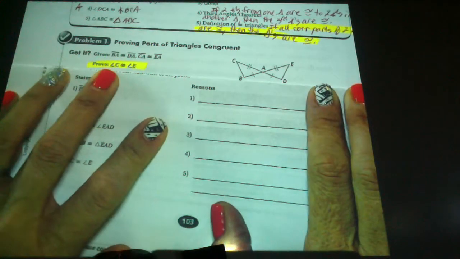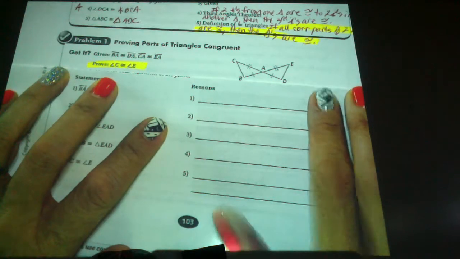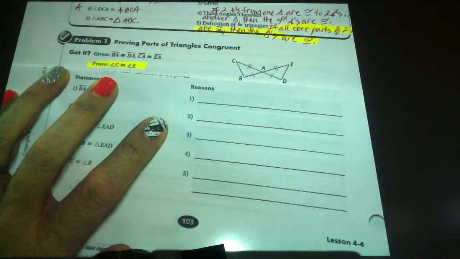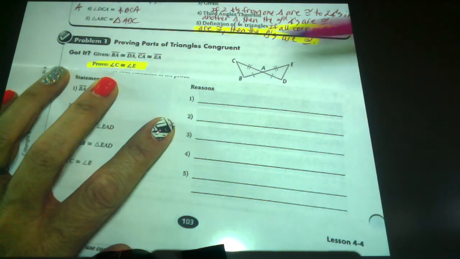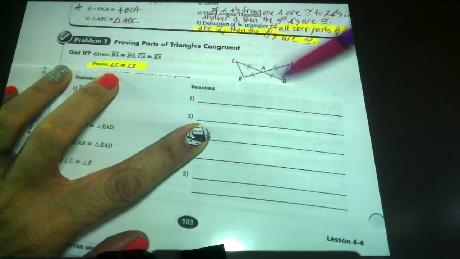We're just going to go ahead and do the proof and walk through it. So there's a nice little proof. Let's look to see what they gave us, and let's look to see what else we can prove. So they gave us that BA was congruent to DA. Here they've tick marked BA and DA.